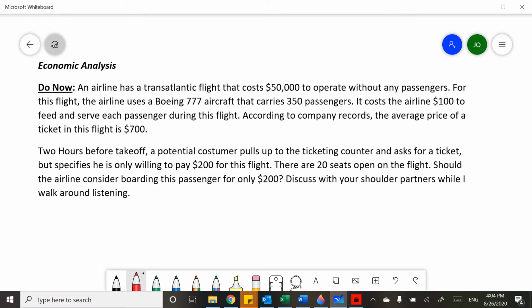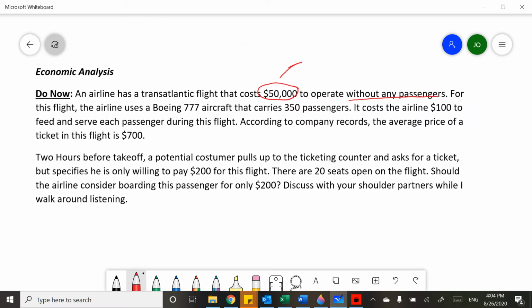An airline has a transatlantic flight that costs $50,000 to operate. Now, this information might seem relevant. However, this is something that they are going to do regardless if they have any passengers. So this number becomes what we call a sunk cost, right? A sunk cost is a cost that cannot be recovered. Therefore, if you cannot recover a cost, it becomes irrelevant to your decision making. Why does it become irrelevant?